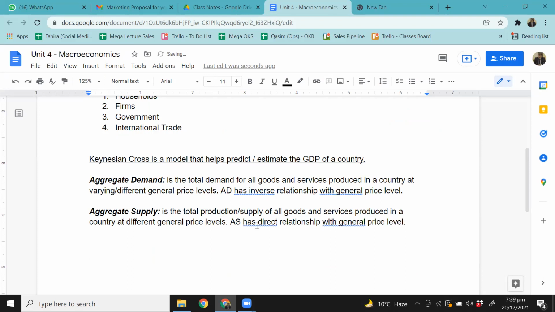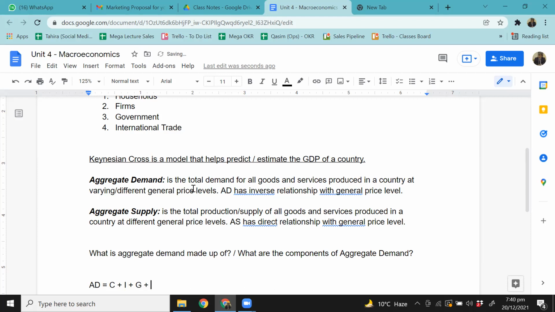Let's keep moving. Now, what we need to know is what aggregate demand is made of. Or simply speaking, another way to ask this is, what are the components of aggregate demand? Think about this. Aggregate demand of a country is made up of, do you remember? You must have studied this in your AS. C plus I plus G plus X minus M. So these are the components of aggregate demand.